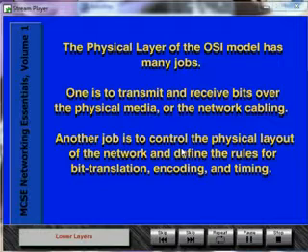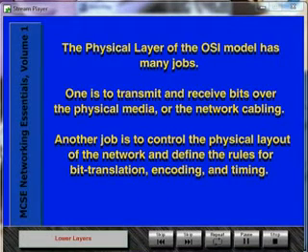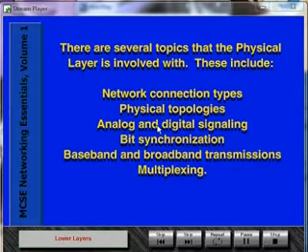The physical layer of the OSI model has many jobs. One is to transmit and receive bits over the physical media or the network cabling. Another job is to control the physical layout of the network and define the rules for bit translation, encoding, and timing. These include network connection types, physical topologies, analog and digital signaling, bit synchronization, baseband and broadband transmissions, and multiplexing.